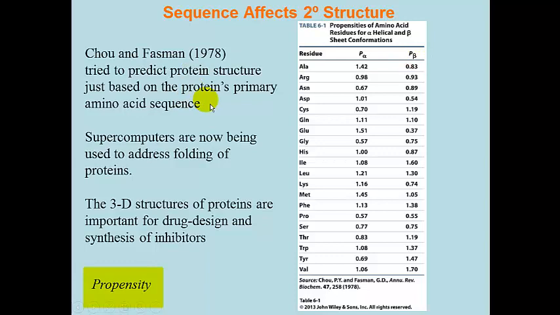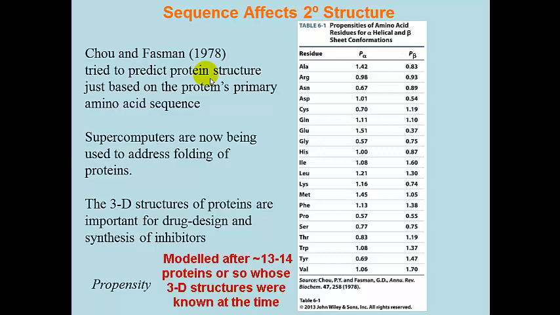So Chow and Fasman actually worked with only a small subset of proteins, about 13 or 14 proteins whose three-dimensional structure was known at that time. So when I say their three-dimensional structure was solved or known, that is, we can take every atom of that protein and plot it in XYZ coordinates. So the XYZ coordinates of every atom of every amino acid of every one of those proteins, all 13 or 14 of them, were known either through crystallography or NMR. So using that list, Chow and Fasman developed a statistical treatment.